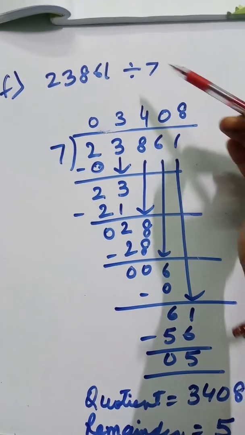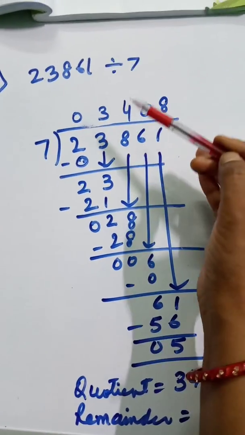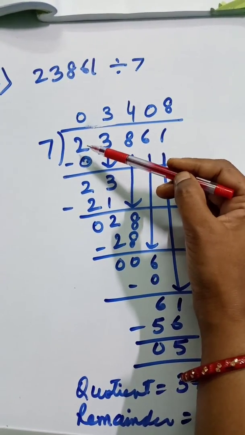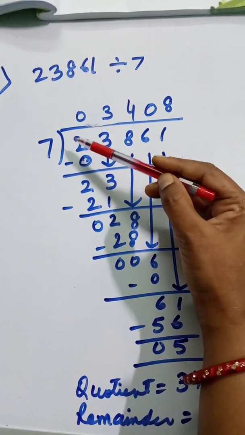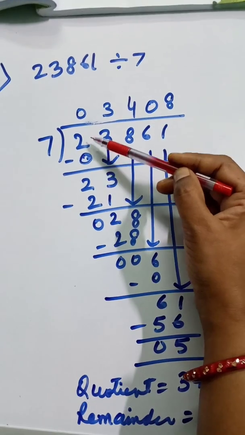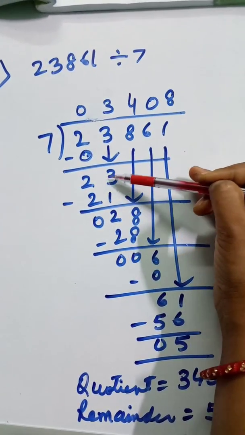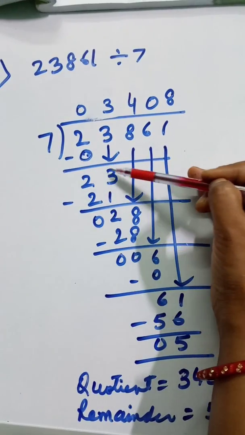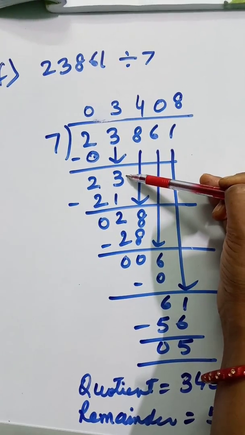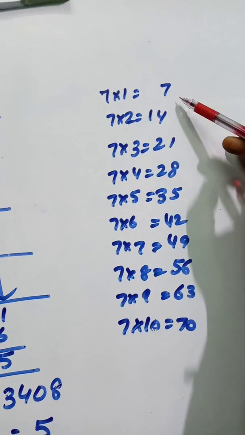Now, children, we will solve the next question. You have to divide 23,861 by 7. So, children, do it step by step. First of all, you need to divide this 2, but it is smaller than your 7. Apply 0 times. 7 zeros are 0. Now 2 minus 0 is 2. Now you bring this 3. 23. Now in the table of 7 you have to get 23 or a number just lesser than 23. So, children, read the table of 7.